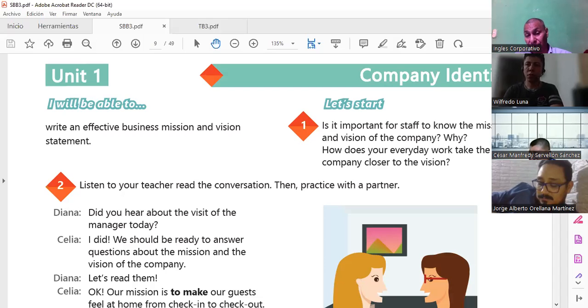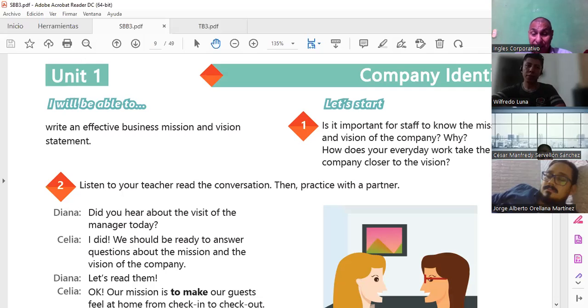Ahora, ¿qué piensa usted, Wilfredo? Is it important for you to know the mission and the vision of the company? And why? Yes, I think it is important because we need to know about the objectives of the company in order to do a better job for the company and to do the best job we can do. Okay. Yes. All right. So the mission and the vision statement help me to see if the work that I'm doing is what the company wants me to do. See, if I know the mission statement of the company and I know why the company exists, then I will be able to do a better job within the company.